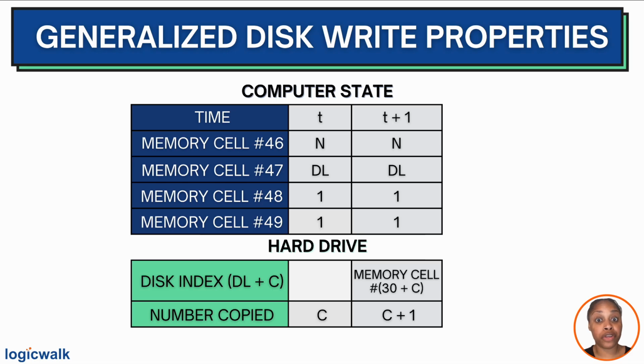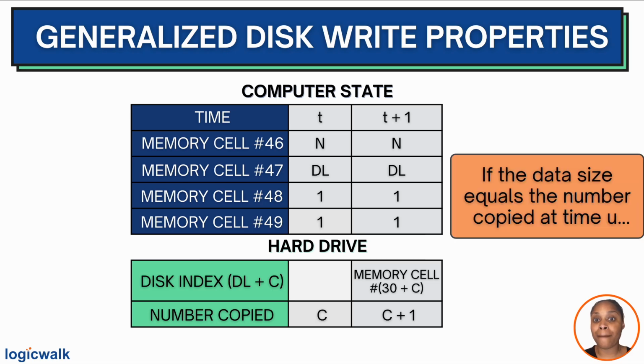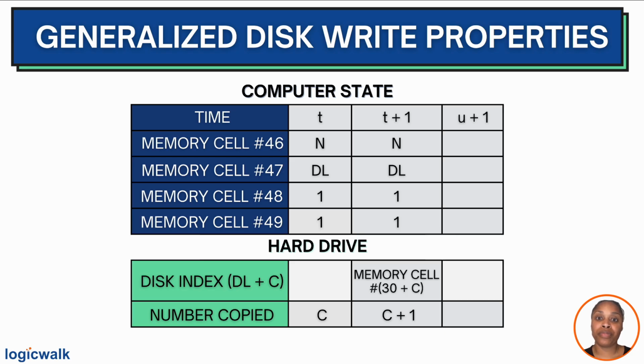And sometime later, u, when c equals n, meaning the data size is equal to the number copied in the hard drive, then at the next time u plus 1, the values in memory cells 46 and 47 remain at n and dl respectively. Memory cell 48 remains at 1, memory cell 49 turns off, and the number copied resets to 0.